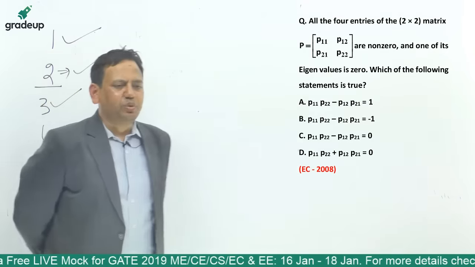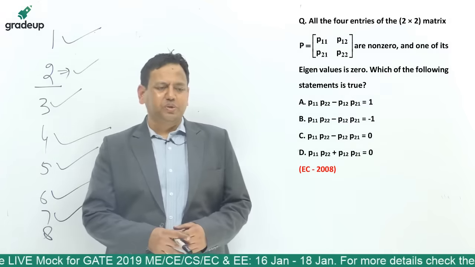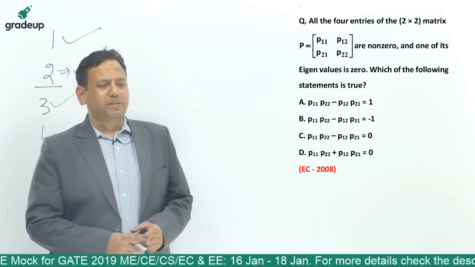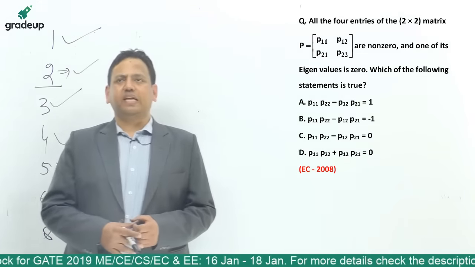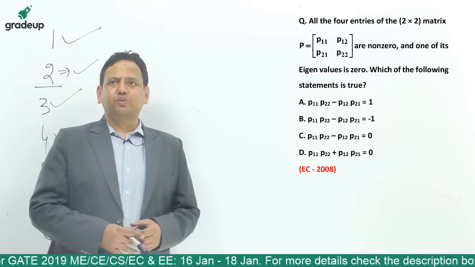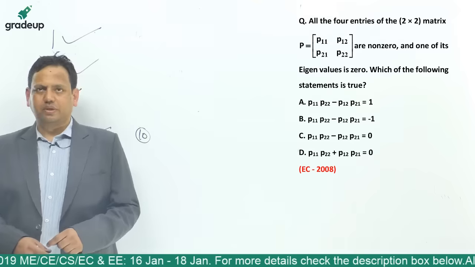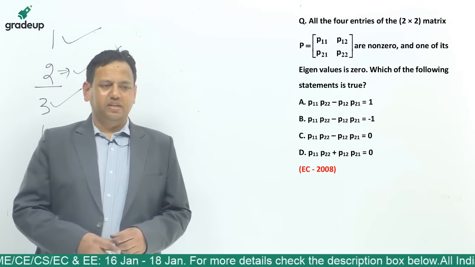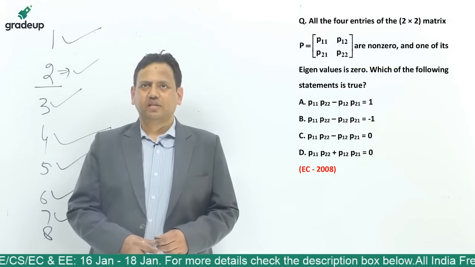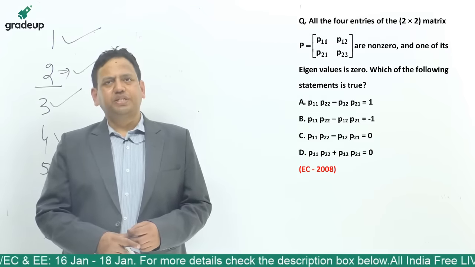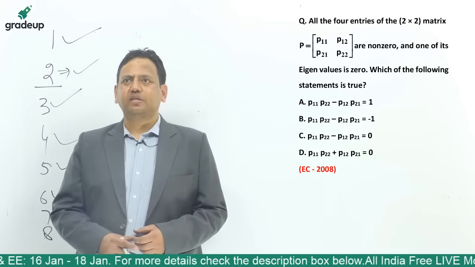If the 4 entries of the 2 cross 2 matrix, P11, P12, P21, are non-zero and one of the eigenvalues is 0. So what is the meaning of that? And give me the answer. EC 2008. Give me the answer for this one.